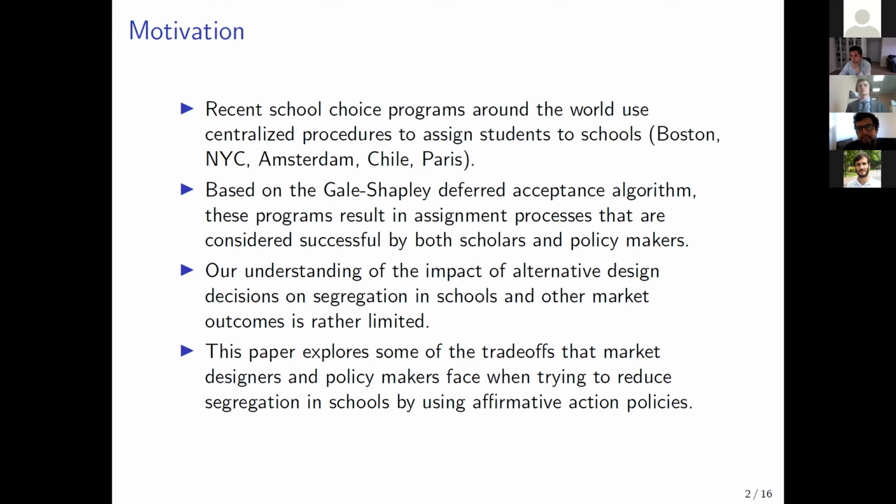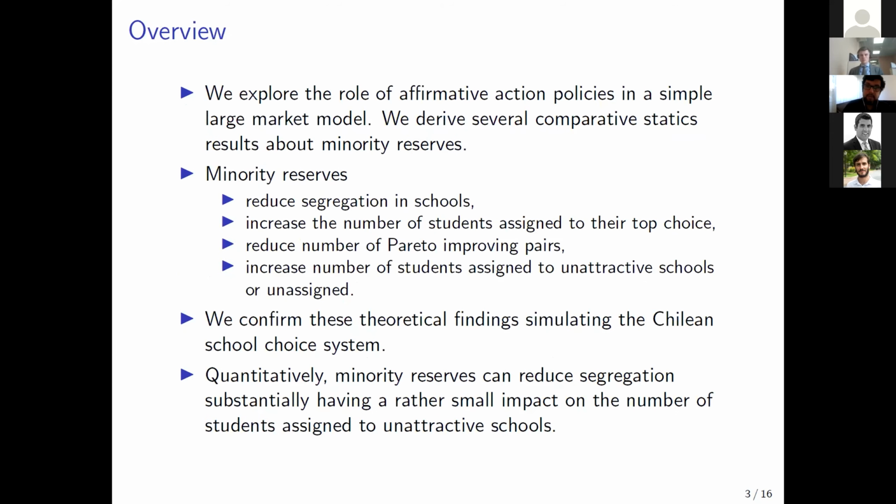However, I think that our understanding of the impact of several design decisions on segregation in schools and other market outcomes is rather limited. And the main goal of this paper is to explore some of the trade-offs that policymakers and market designers face when trying to reduce segregation in schools by using affirmative action policies. So this paper is going to combine both a simple theoretical model and some field data.